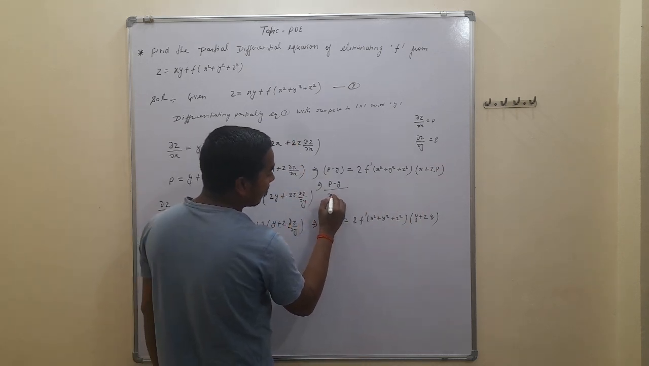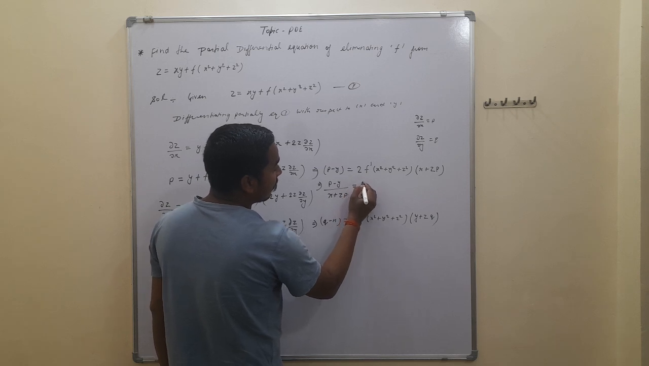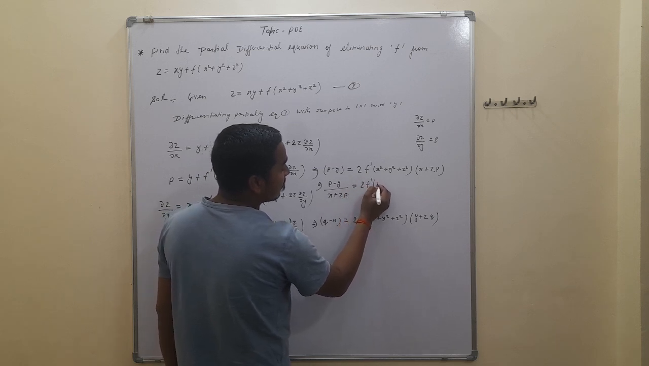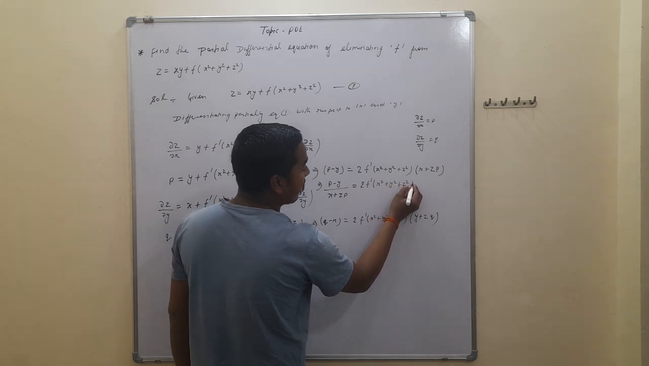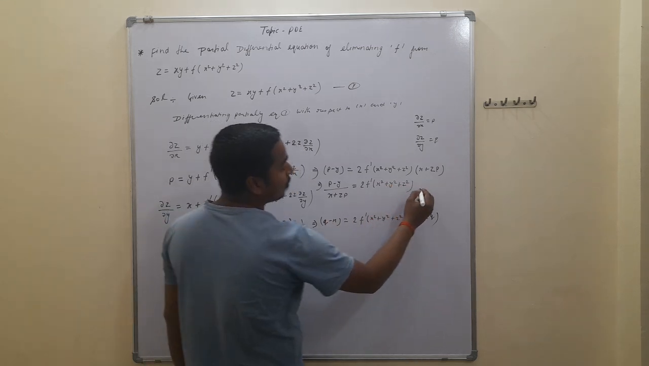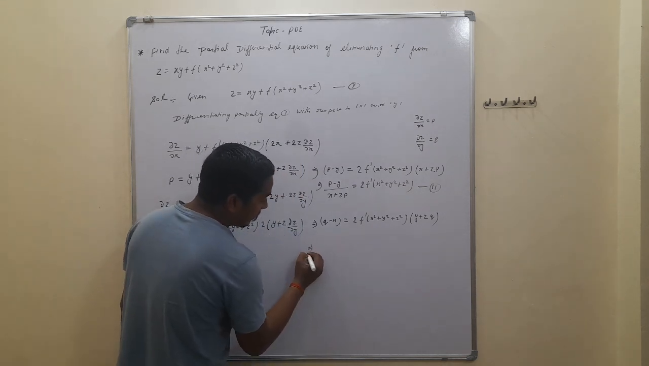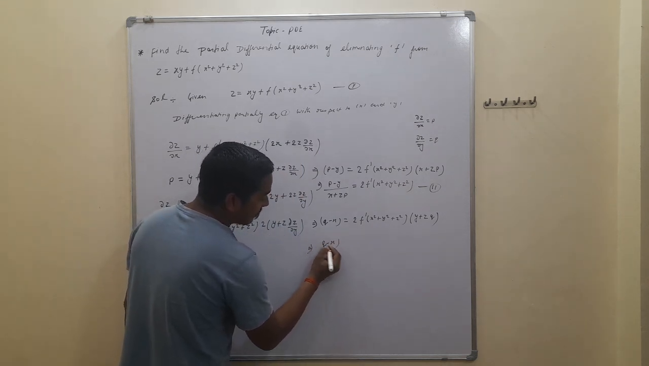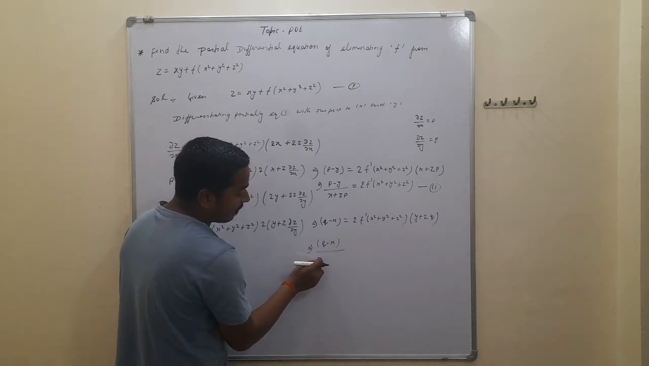x plus zp is equal to 2 times f dash (x square plus y square plus z square). Let this be equation 2. From here we can also take q minus x over y plus zq, taken to the denominator of q minus x.